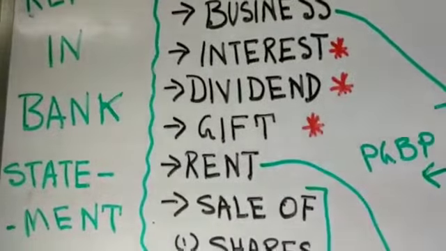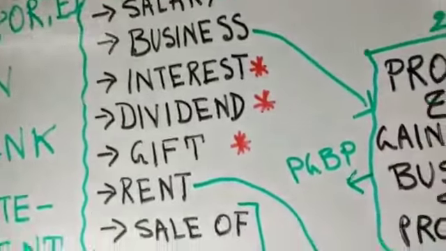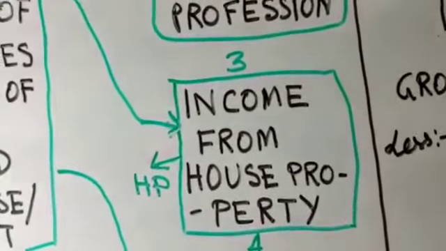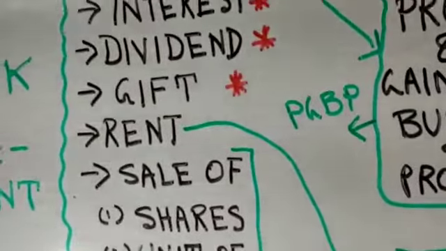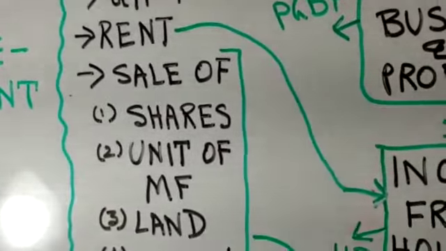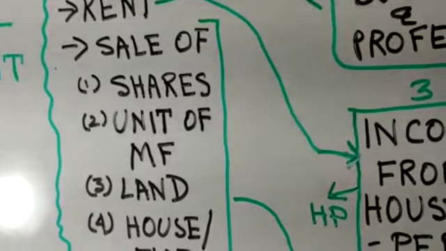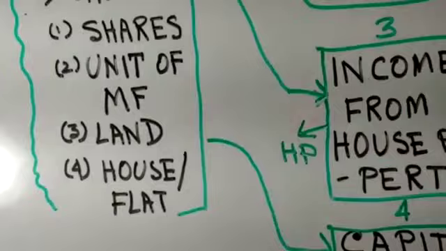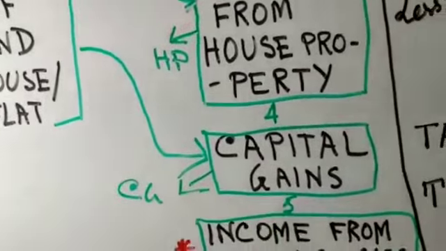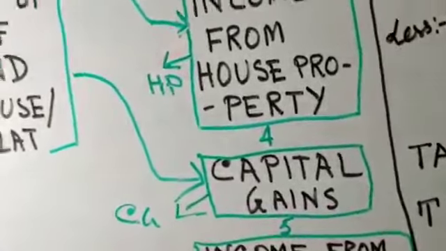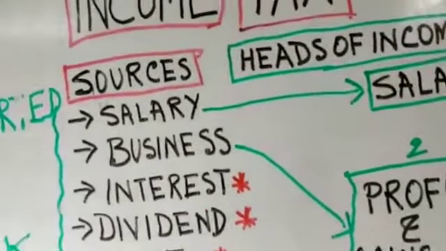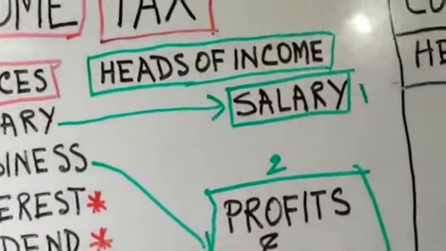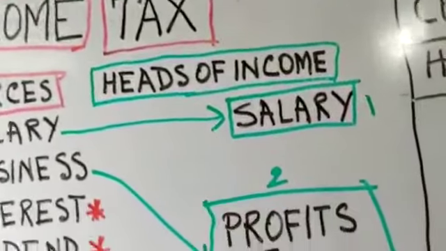If my source of income is rent, then it will be classified under the head income from house property, HP. If my source of income is on account of sale of shares or units of mutual fund or land or my house and flat, then it will be classified under the head capital gains. So in this way, first we need to classify my sources of income under the heads of income.